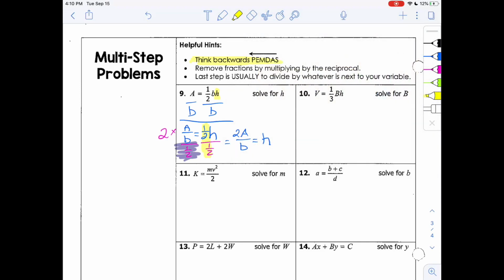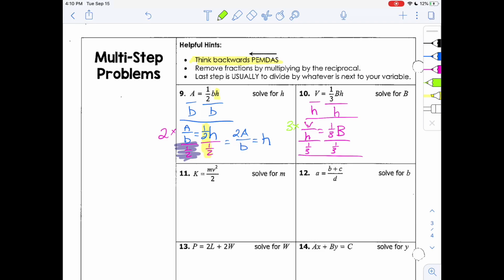Let's take a look at number 10. Number 10 wants us to solve for B. So we want to do the same thing. We're going to start by getting rid of the H. So instead of multiplying by H, we divide by H, which results in V divided by H equals 1/3 B. Then, to get rid of the 1/3, instead of multiplying by 1/3, we divide by 1/3. Dividing by 1/3 is like multiplying by 3.